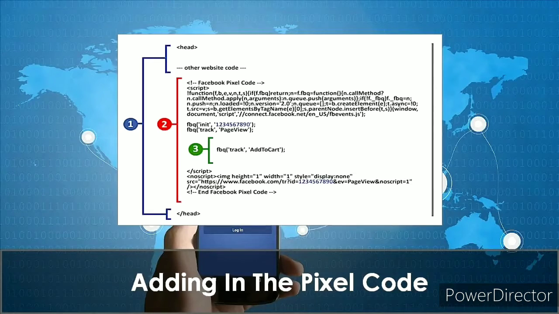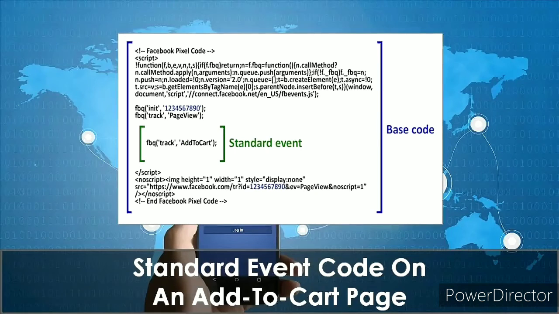Next, your Facebook pixel code will appear like the diagram above, except that your pixel ID will be different from the 10-digit code above. Code example. Lastly, in your Facebook pixel code, above the closing script tag, paste the standard event code that is relevant to your page. For example, Add to Cart button.